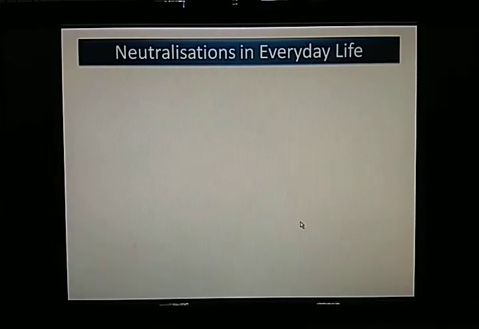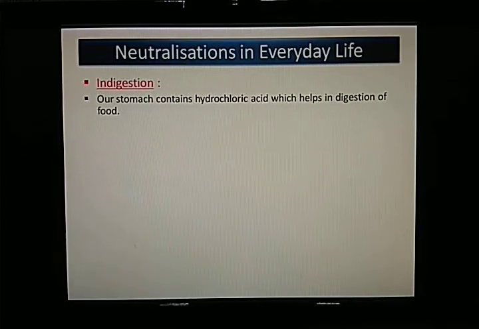Now moving on, some neutralizations in everyday life. Neutralization reactions occur in everyday life. We might not know, but it occurs. So first case is indigestion. We all know indigestion, stomach ache and all these things. So why does it happen? Our stomach, as we know, contains hydrochloric acid, which helps in digestion of food.